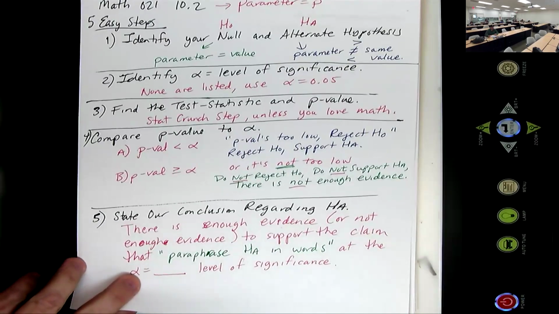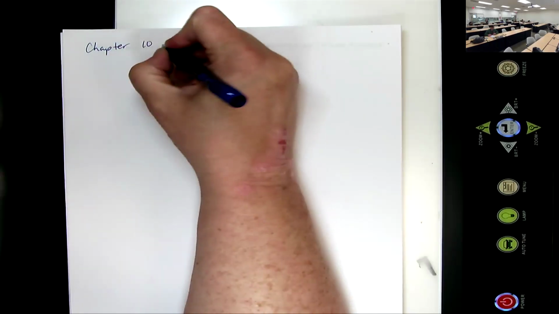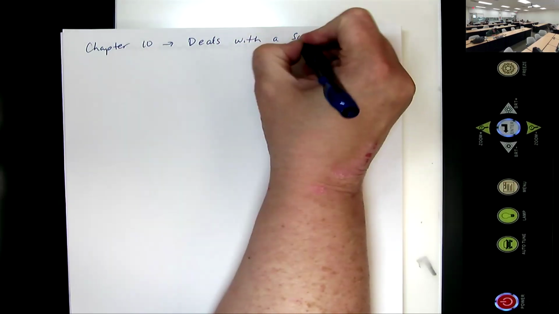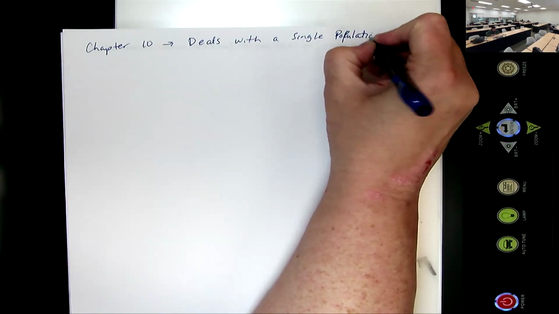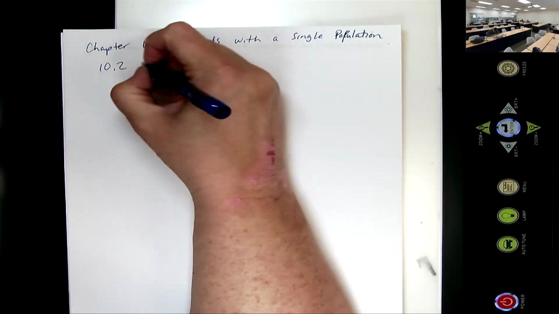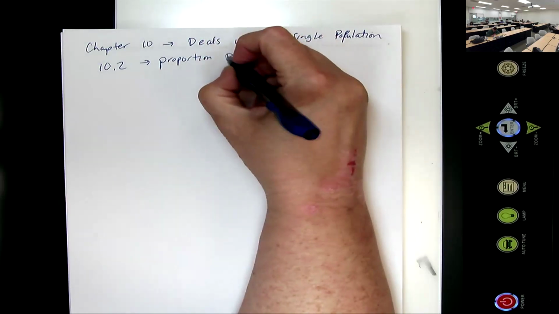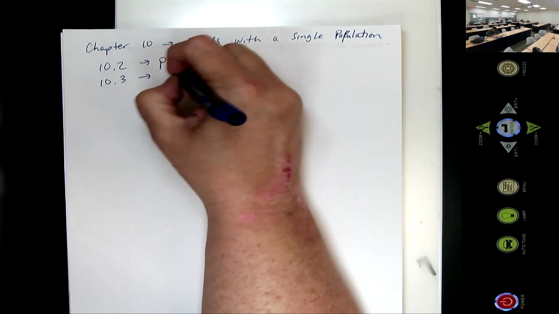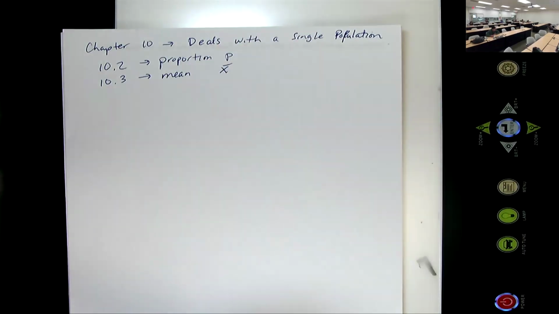All right, so chapter 10 is dealing with a single population. In 10.2, which we're doing today, we're looking at the proportion, P. 10.3 is on the mean, X bar, or mu.